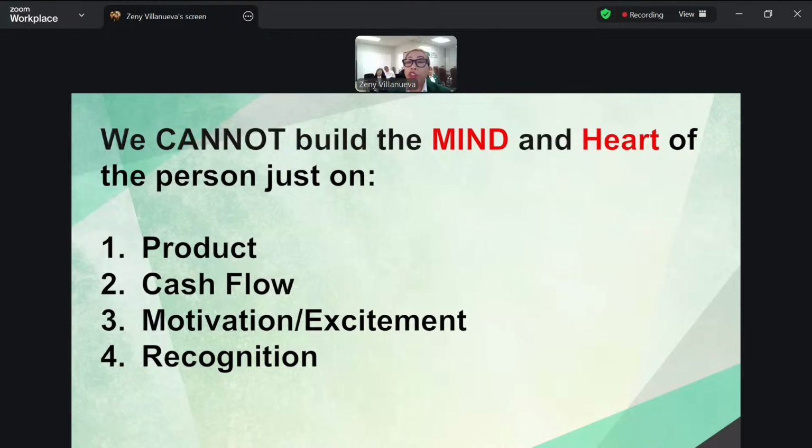If you focus so much on cash flow, maybe you'll reach the highest, 2 million, quarter million, half a million, 100,000, 50,000, whatever. But when there are setbacks, it's probably going to hurt them, right? And if we focus on motivation and excitement, it's not going to last long either.